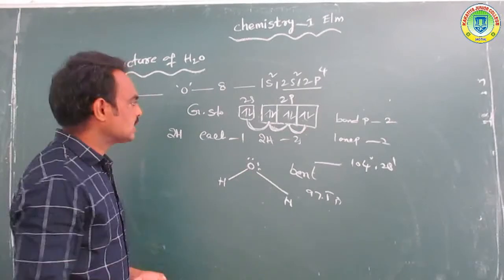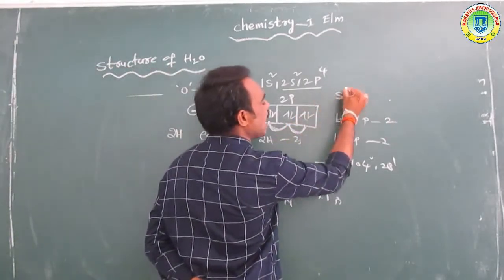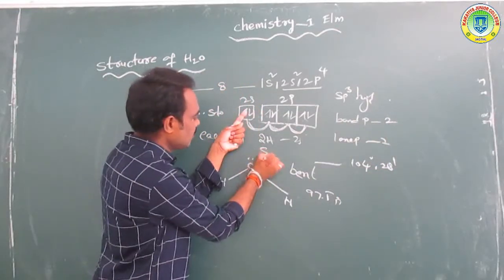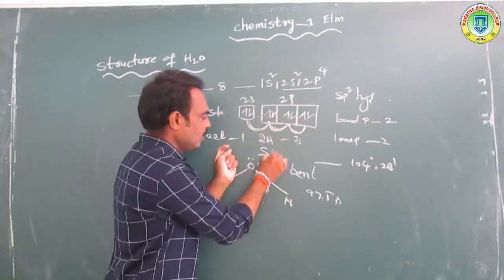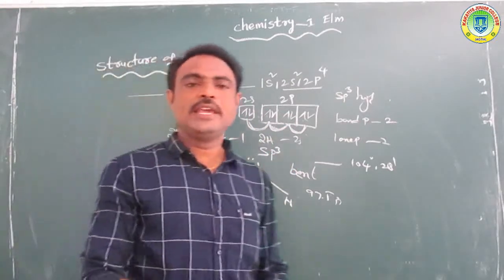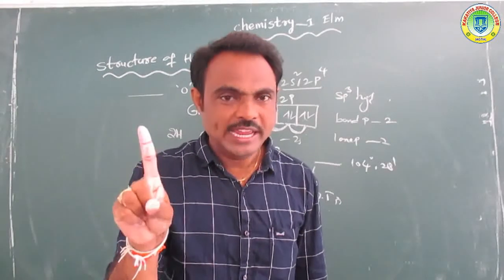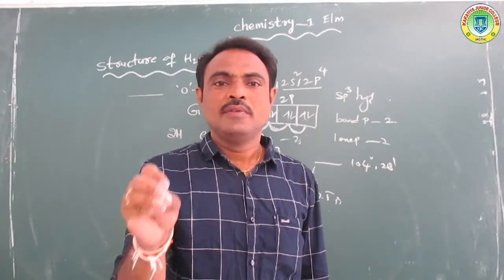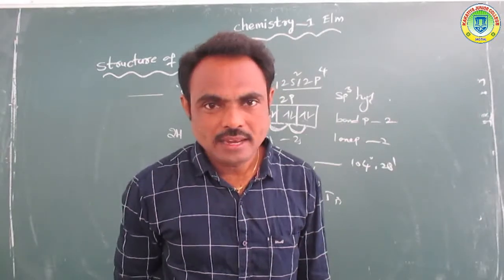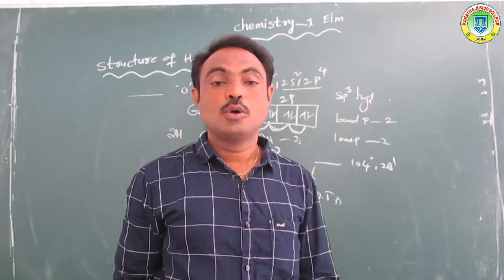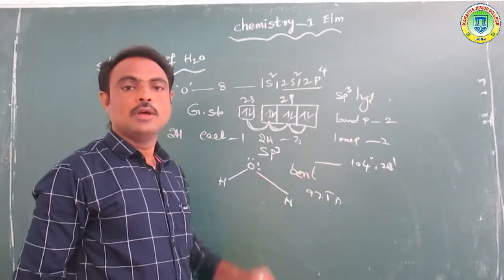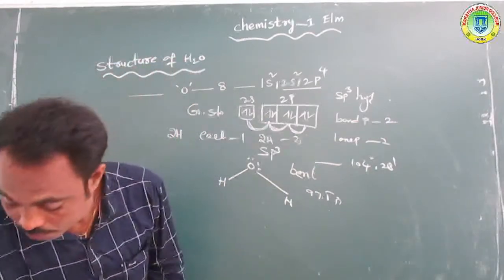Overall it has sp3 hybridization. Simply, the water molecule has sp3 hybridization with a 104°28' bond angle. It contains two lone pairs and two bond pairs, so it has a bent shape or bent molecule.